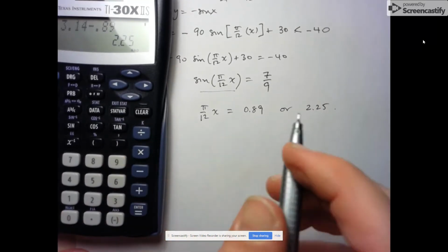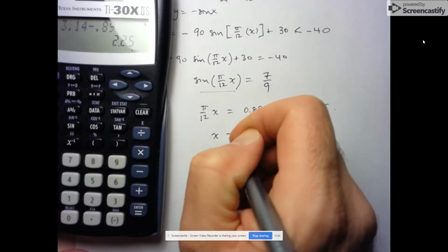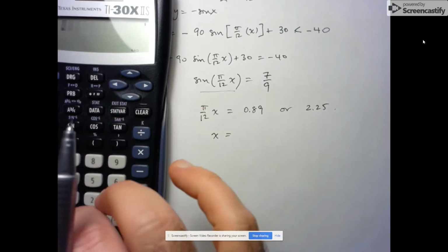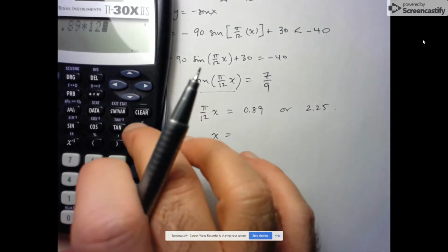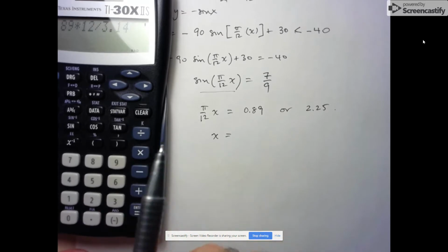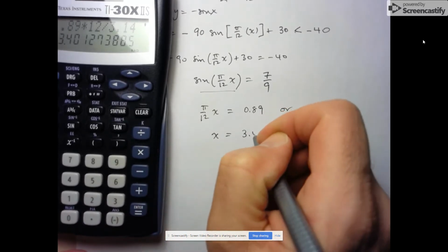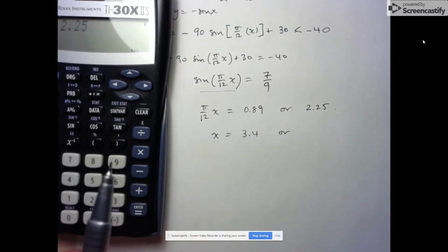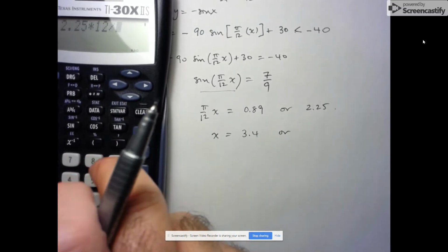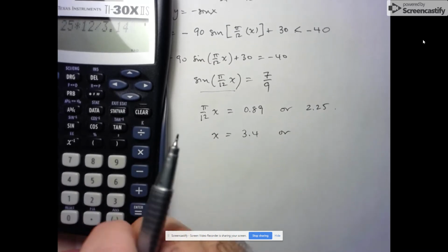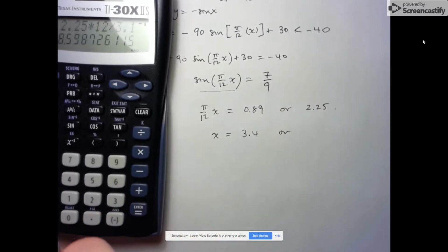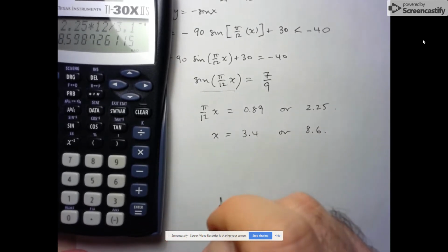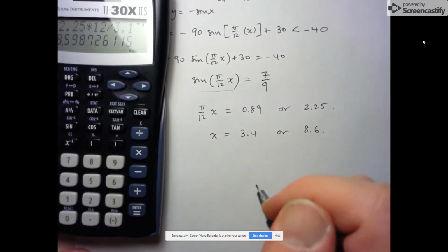All right, step 3 is to isolate for x. So here I'm going to multiply by 12, divide by pi. So 0.89 times 12 divided by pi. Okay, that gives me 3.4. Or let's do the same thing with the 2.25. 2.25 times 12 divided by pi. That gives me 8.6. Okay, and so these are my first set of answers.